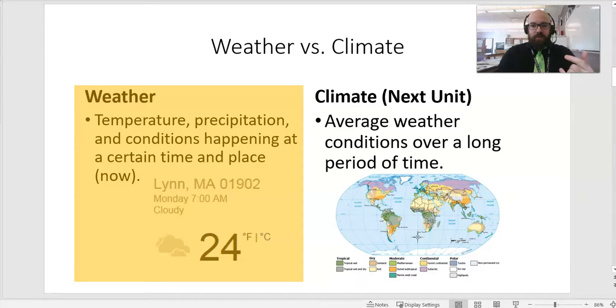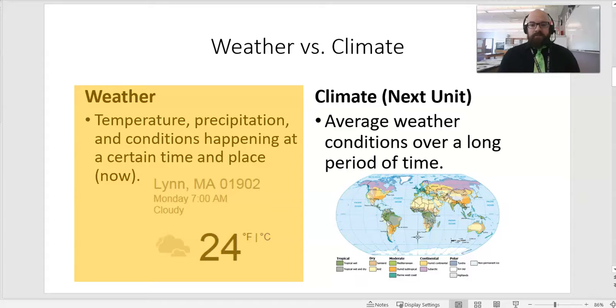So if I were to say to you, the weather in Lynn today is, I'm looking outside, partly sunny, about 24 degrees out. That's happening right now in Lynn, Massachusetts. If it's rainy right now, if it's windy, all of those things that are temporary conditions in a specific or particular time and place is weather.